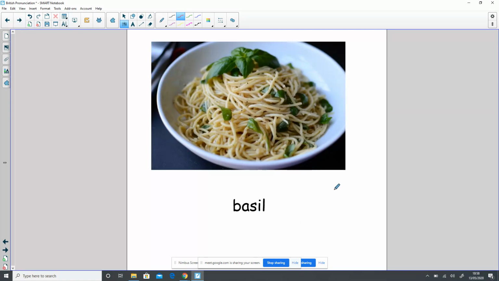Other words that are pronounced differently. So we have the same word, but they're pronounced differently. So British English, we say basil. Now the stress is the same here. It's just the pronunciation of this A, which is different. So US English, they say basil. So it's like A, basil. British English, basil.